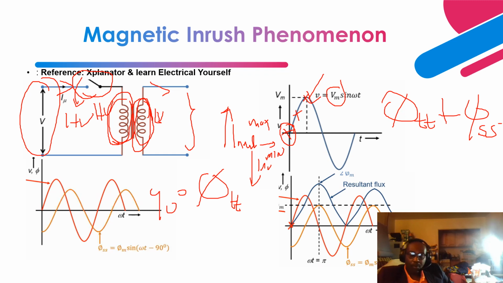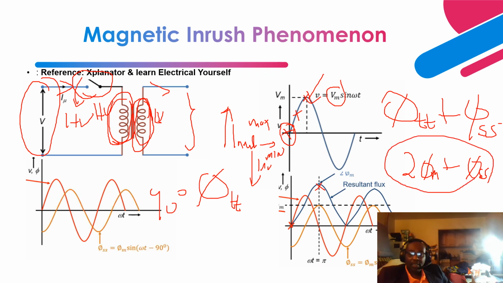Okay, so right here at omega t equal to pi, that is when we will have the maximum flux, the peak flux, and we'll have 2 times the peak flux. So if we have 2 times the peak flux at the instant of energization plus the steady state flux, this will comprise the total quantity of magnetic inrush current.